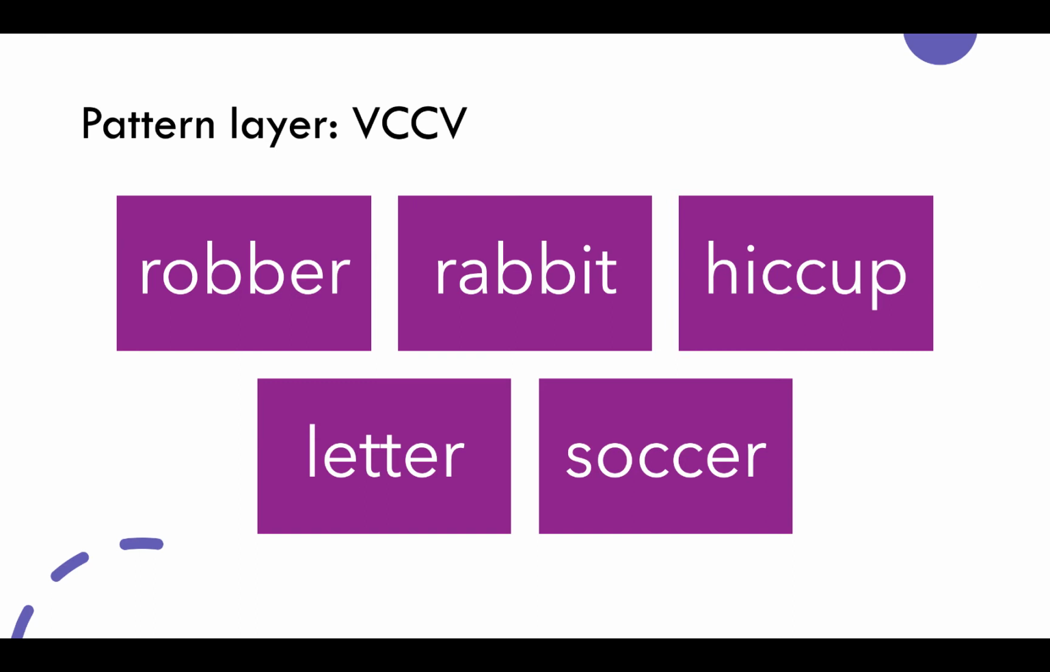Words of more than one syllable also follow spelling patterns. These patterns are described with the same V and C symbols and also relate to the vowel sound within each syllable. One of these common syllable patterns is the VCCV pattern, such as in robber or rabbit.